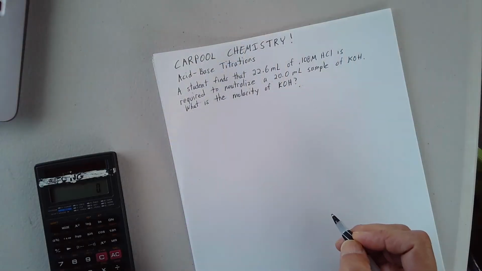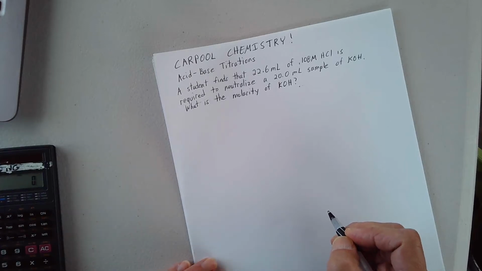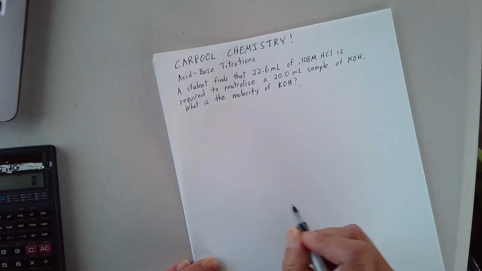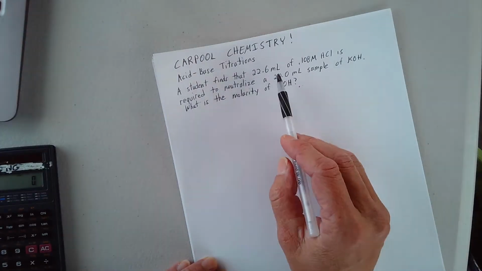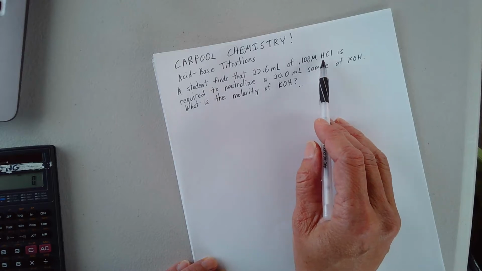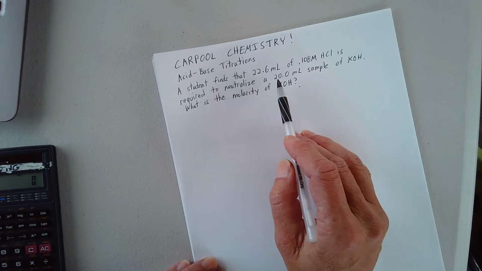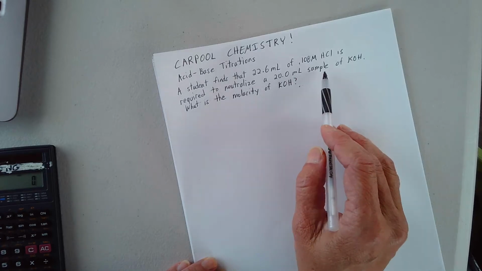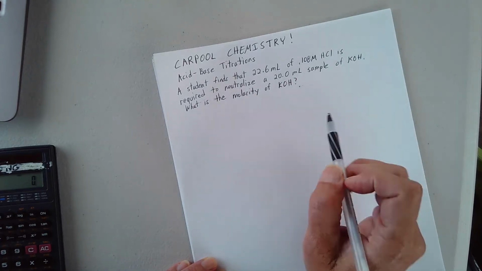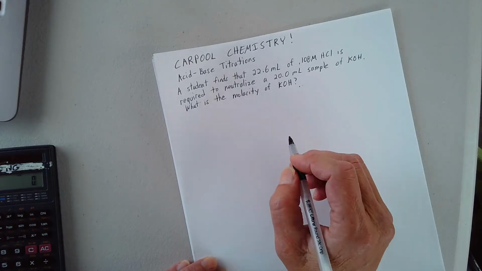Carpool chemistry. Today, we're going to learn how to do acid-base titration calculations. Let's say, for example, a student finds that 22.6 milliliters of 0.108 molar hydrochloric acid is required to neutralize a 20 milliliter sample of potassium hydroxide. What is the molarity of KOH based on these parameters?